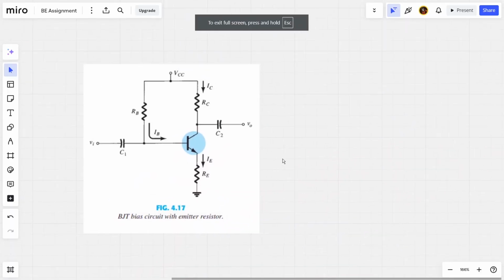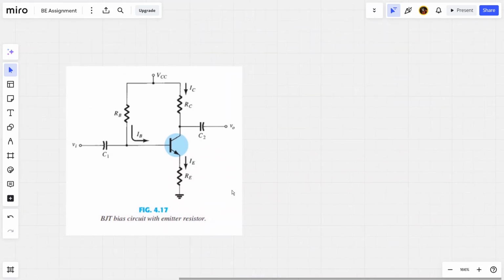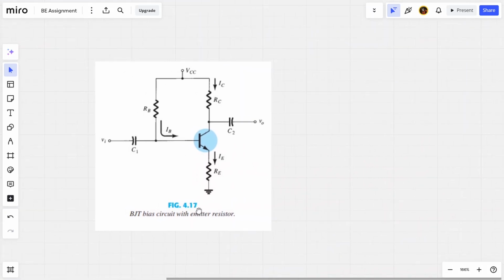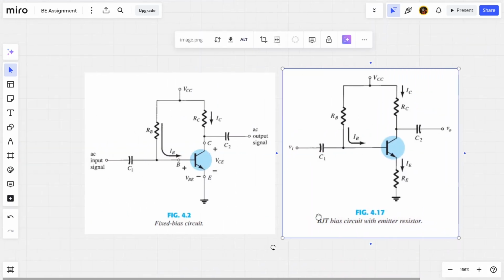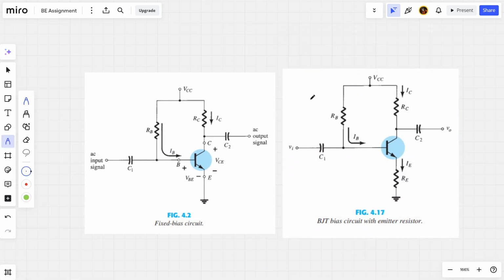Hello everyone, this is Yash Raj from ECE Section A, and today I'm going to explain collector feedback biasing and emitter biasing configuration. So let's begin. Okay, so the emitter bias circuit looks something like this, and it is similar to the fixed bias configuration. The only difference is here it contains a resistor, and here it is directly shorted to the ground.